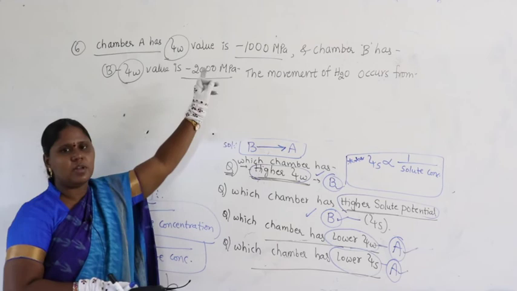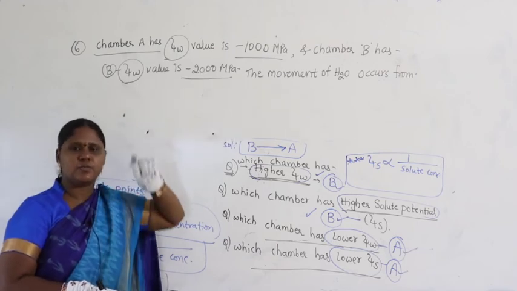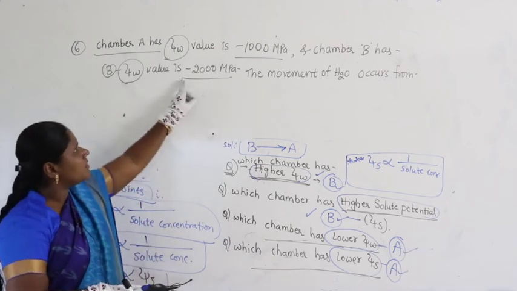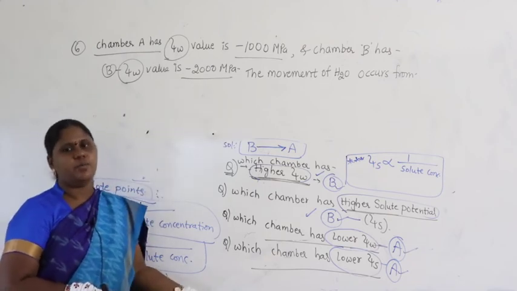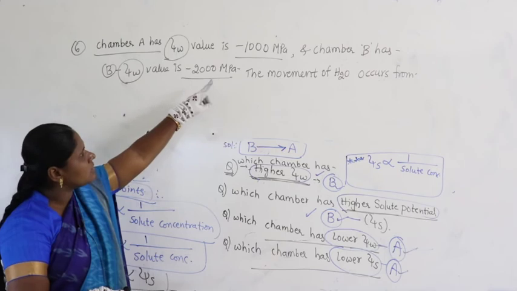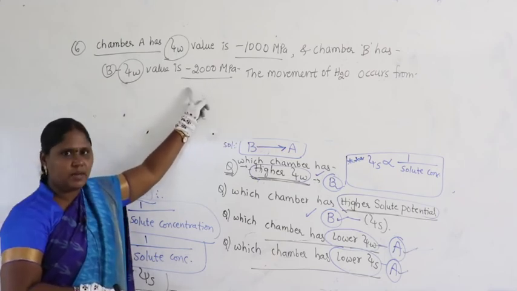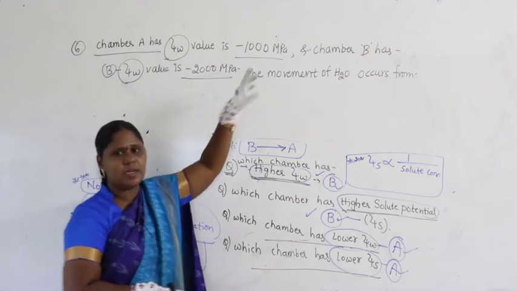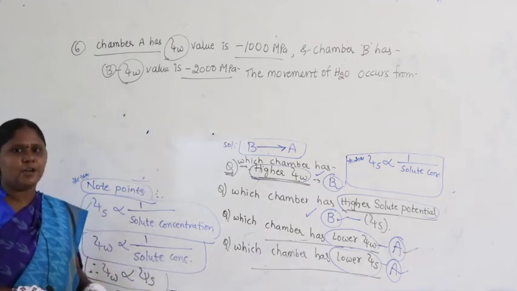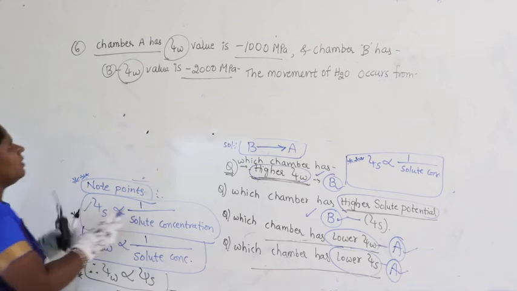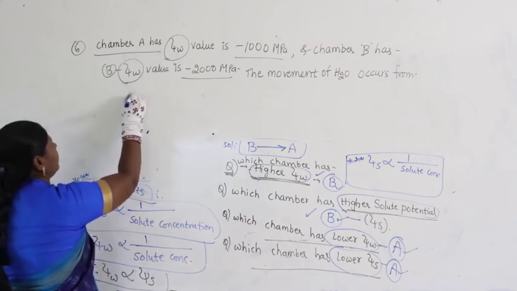Mostly we have to remember what? The smaller the number after the minus, the greater the water potential. The bigger the number after the minus, the smaller the water potential value. Minus 1000 is given, minus 2000 is given. Generally people will think minus 1000 is the smaller value, but it is itself the greater value. That means we can write for chamber A.